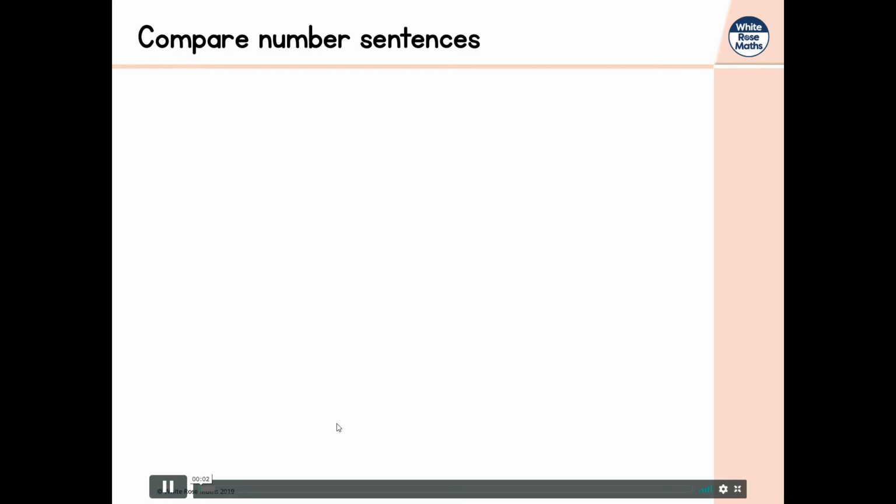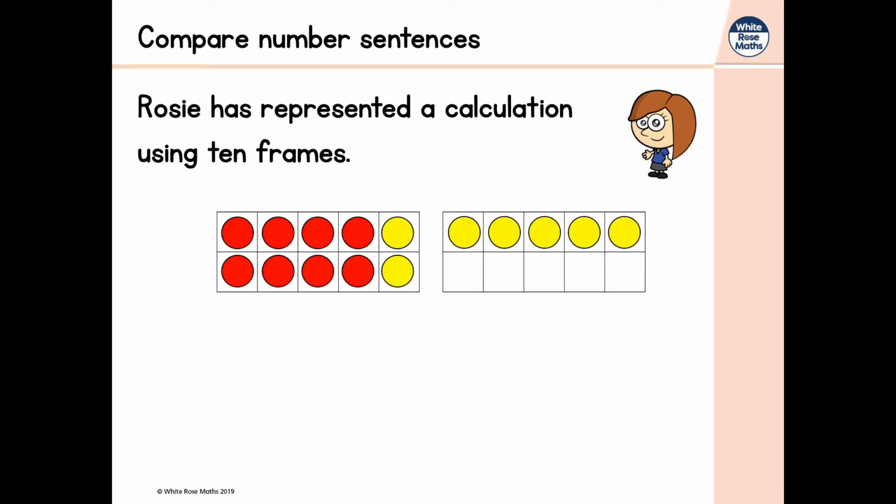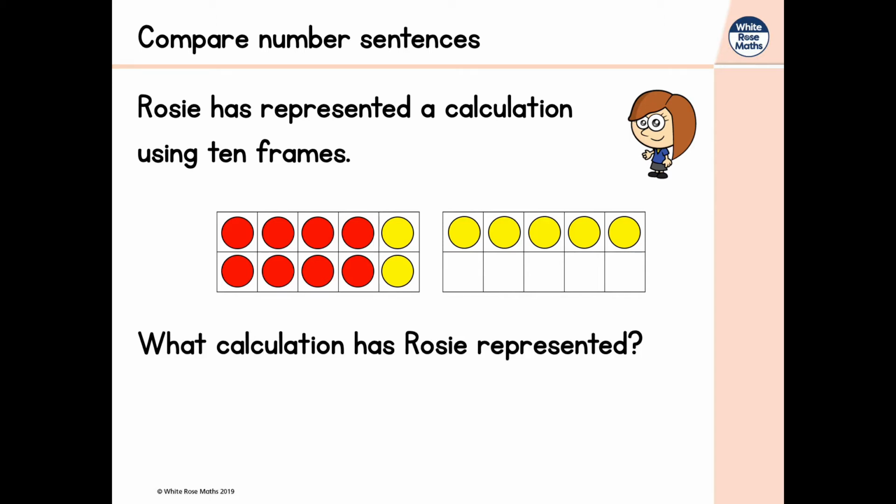Now today's lesson is on comparing number sentences. Rosie has represented a calculation using 10 frames. Let's take a look. She used 2 different colored counters. Can you see? What calculation has Rosie represented?